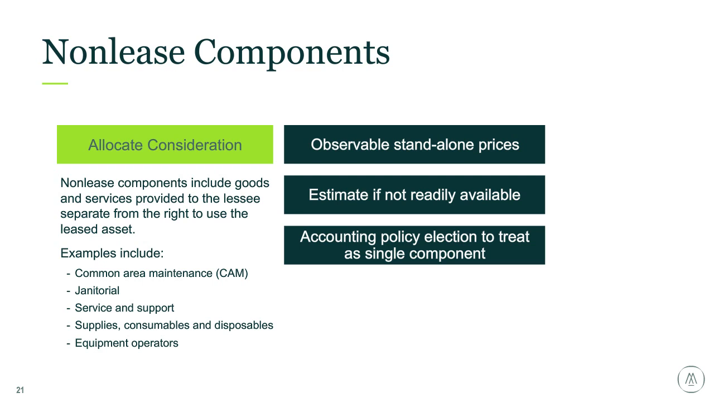And then it's important to note that if you don't want to go through this hassle, you can, on an asset class basis, make an accounting policy election to say, you know what, we're not going to bother backing off or carving out these non-lease components. In fact, instead, we're just going to pretend it's all part of the lease. And what that inherently will do, obviously, is increase your right of use asset as well as your liability.